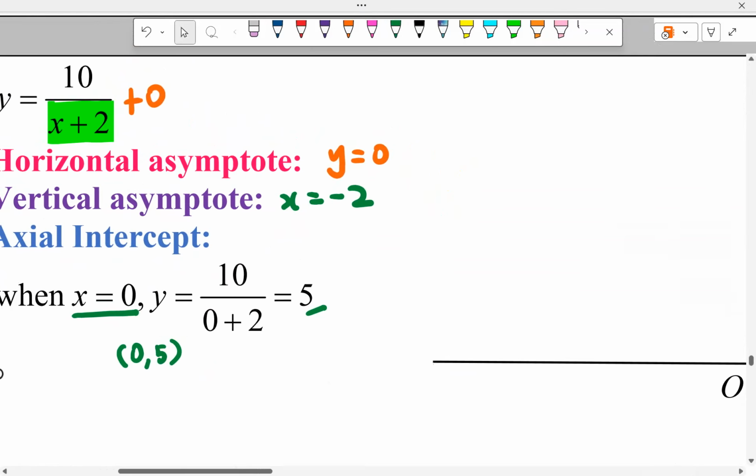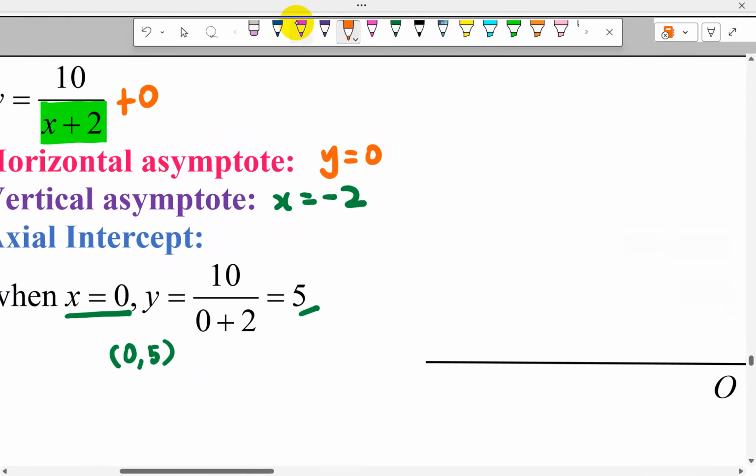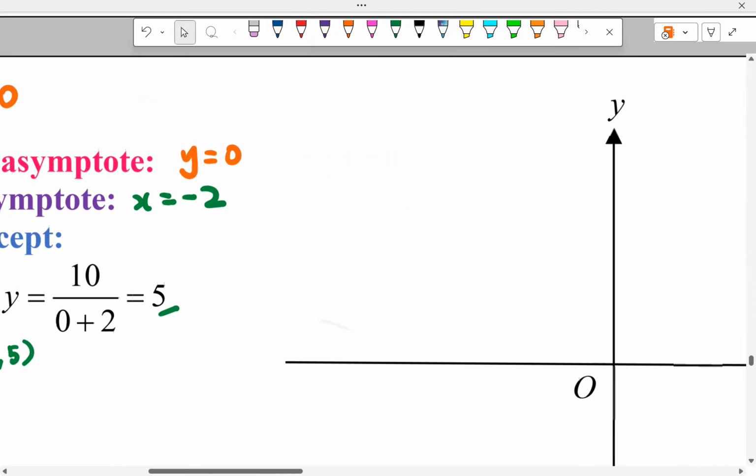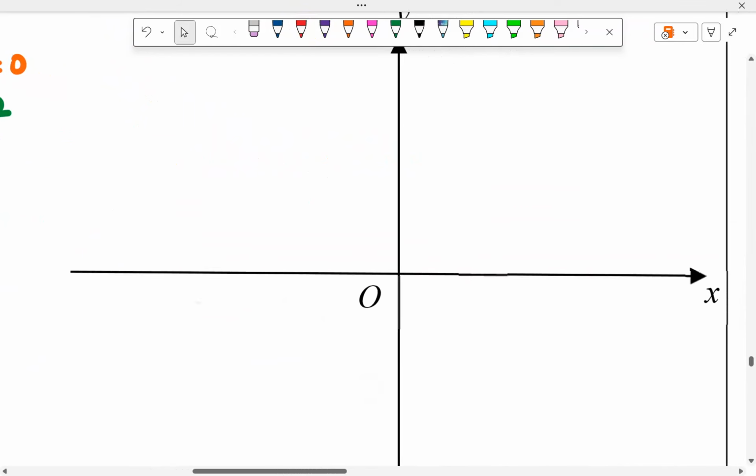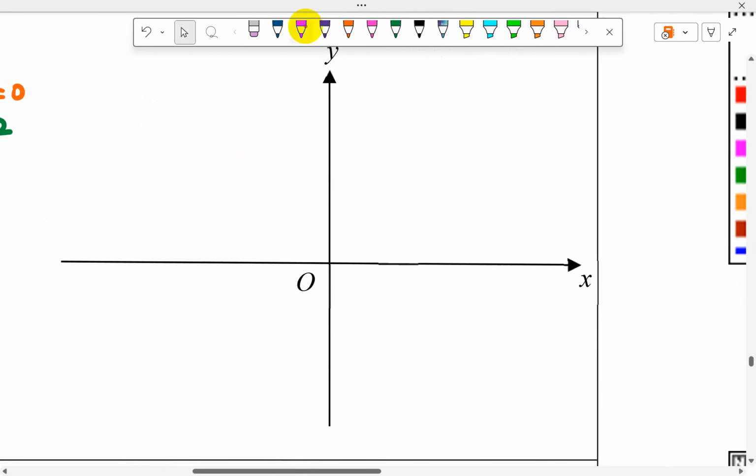Let's sketch in the asymptotes first. The asymptotes are y equals 0 and x equals negative 2. y equals 0 is just the x-axis. Label y equals 0. x equals negative 2: use a ruler and a pencil, and draw a dotted line down.